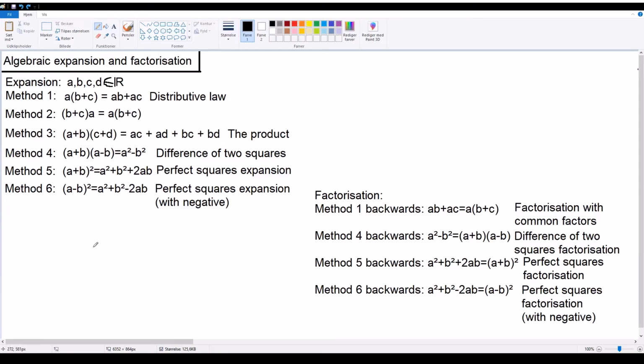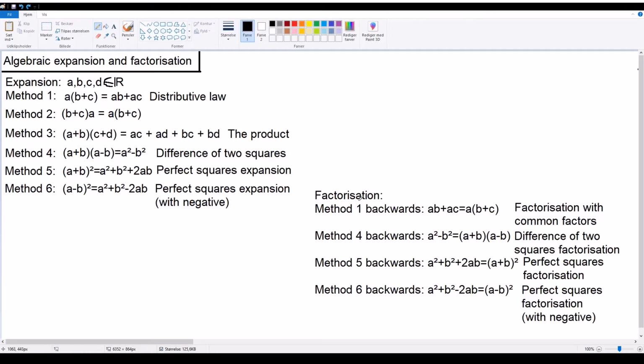And finally you have method 6, which is the perfect squares expansion but with a negative instead of a positive in here. What you do here is you multiply A by A, which gives you A squared. You multiply negative B by negative B, which gives you B squared because you're multiplying a negative with a negative, and then you end up with 2 negative AB, because you're multiplying a negative B with a positive A twice, which gives you this result over here.